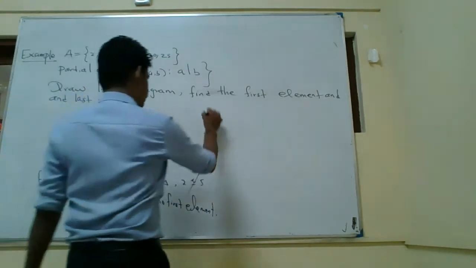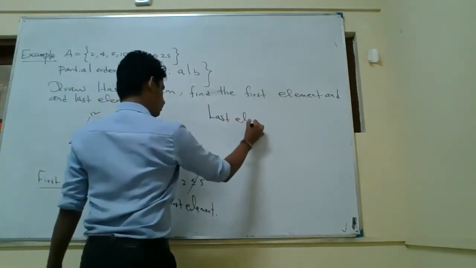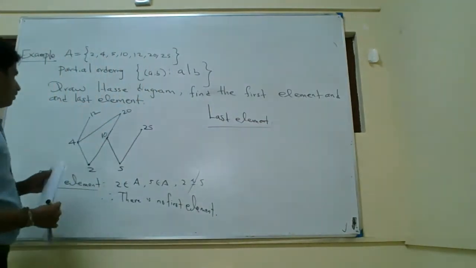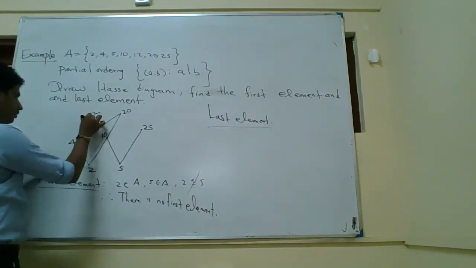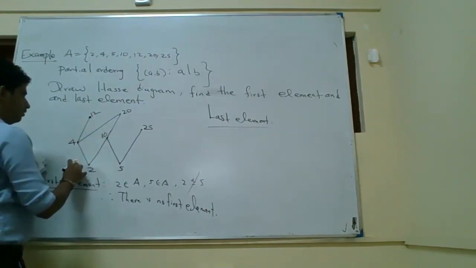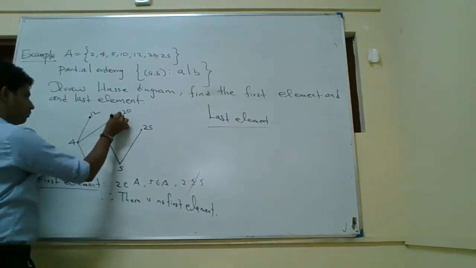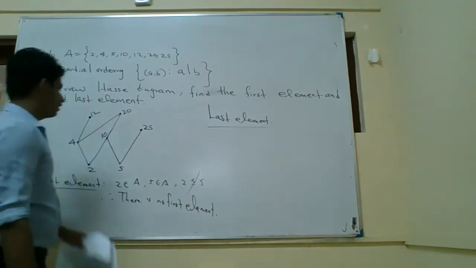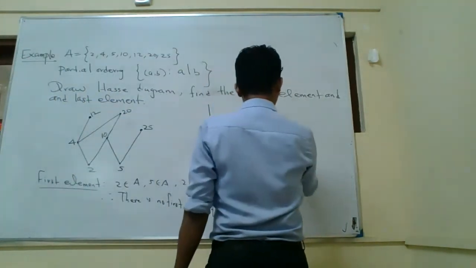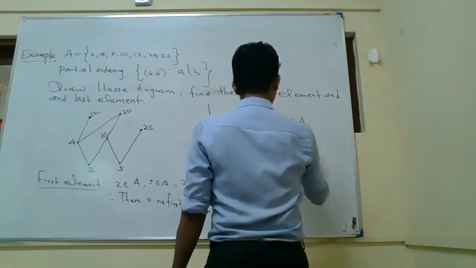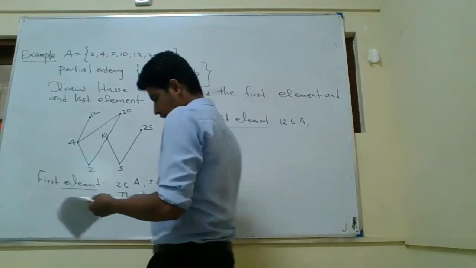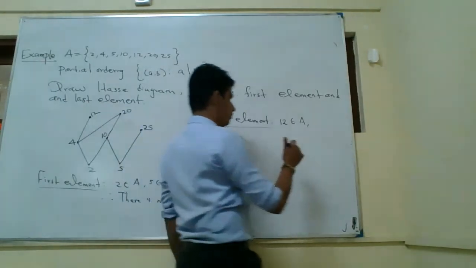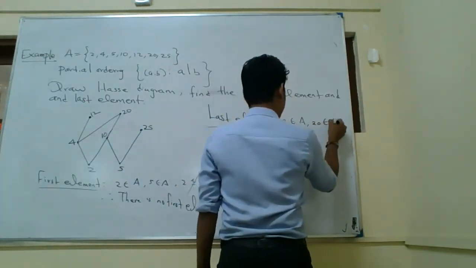What about the last element? For the last element, suppose you take this as your last element. Somebody can take this as your last element. Suppose you take 12 as your last element. 12 belongs to A. You can find such an element, 20, belonging to the set.